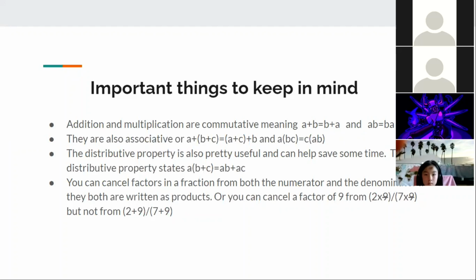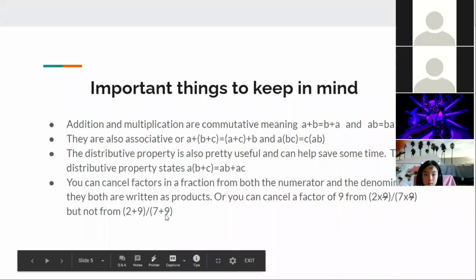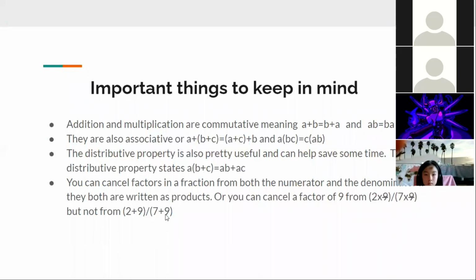And also something I've seen a lot of people do is when you have a fraction and you see common factors, you can cancel them out. But if you're adding them, if you see 2 plus 9 over 7 plus 9, you can't cancel the 9s out. But if you do 2 times 9 over 7 times 9, you can cancel the 9s out.